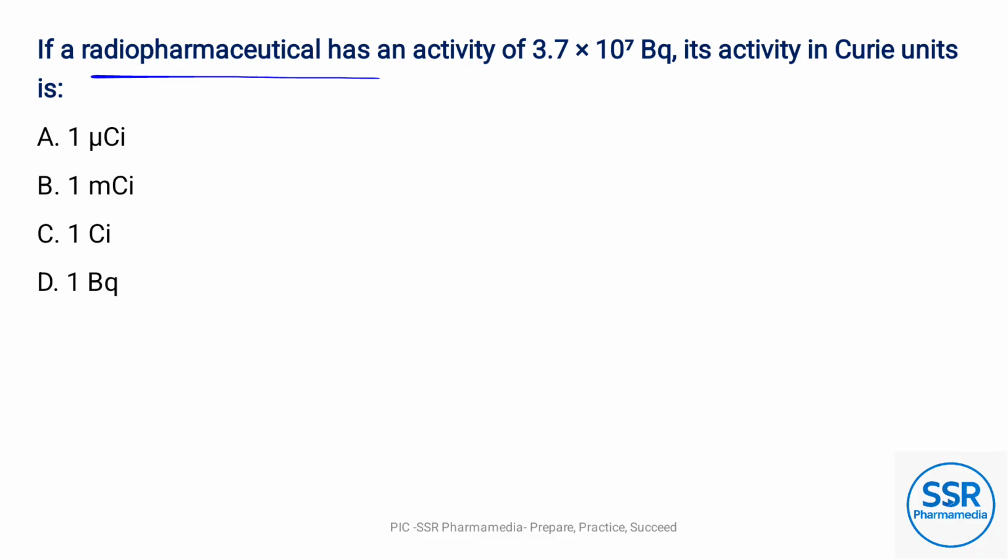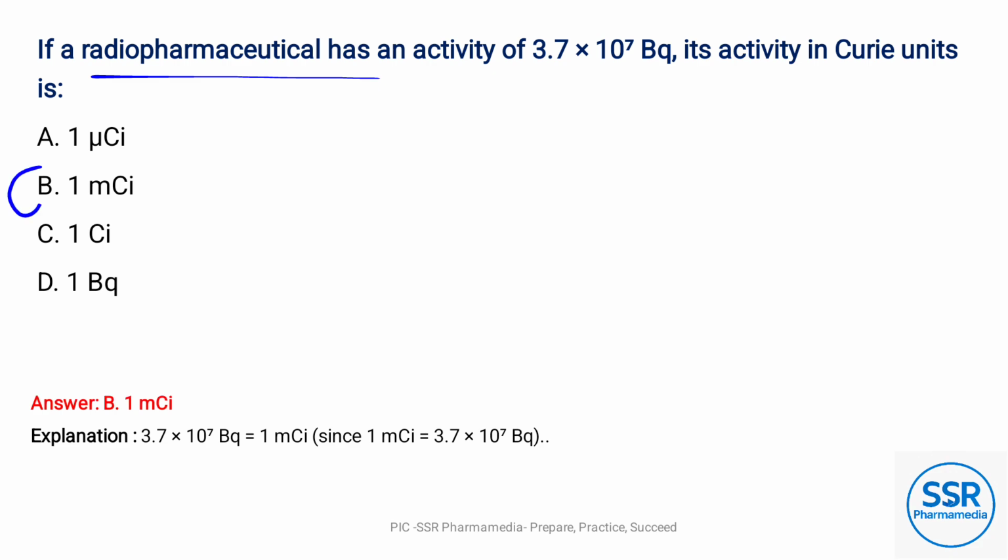If a radiopharmaceutical has an activity of 3.7 x 10^7 becquerel, its activity in curie units is, option B, one millicurie.